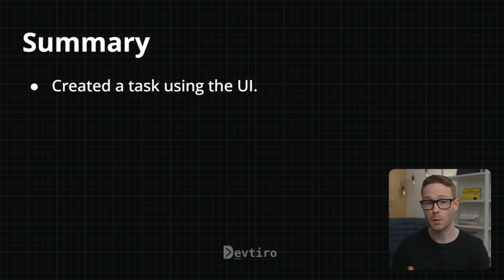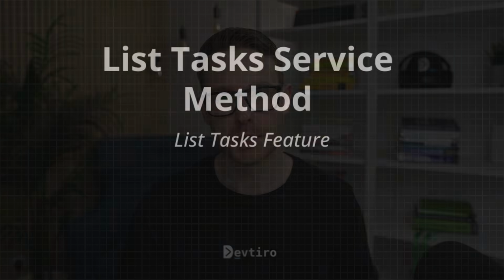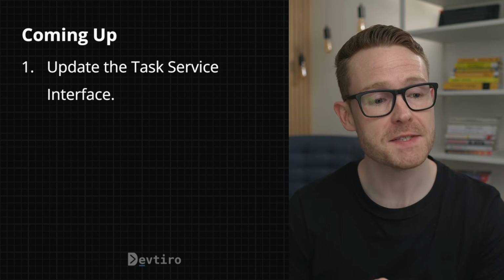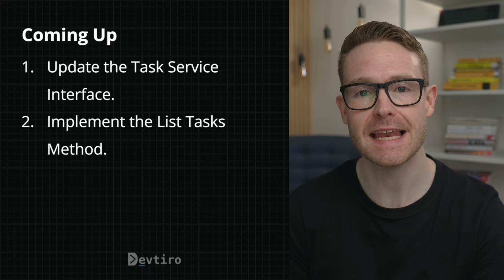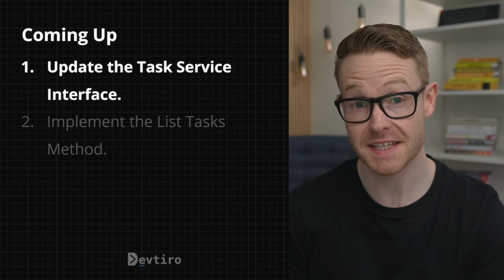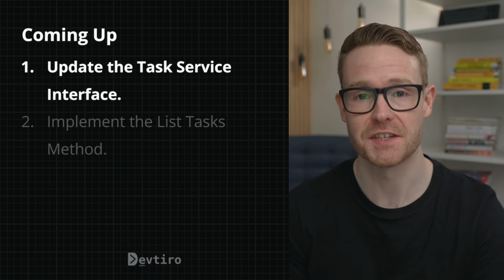So in summary, we created a task using the user interface. So we've managed to create a new task using the user interface, but we weren't able to see that task listed. So let's implement the list task feature. Here's what we have coming up in this lesson. We're first going to update the task service interface, and then we're going to implement the list tasks method. So let's get started and update the task service interface.